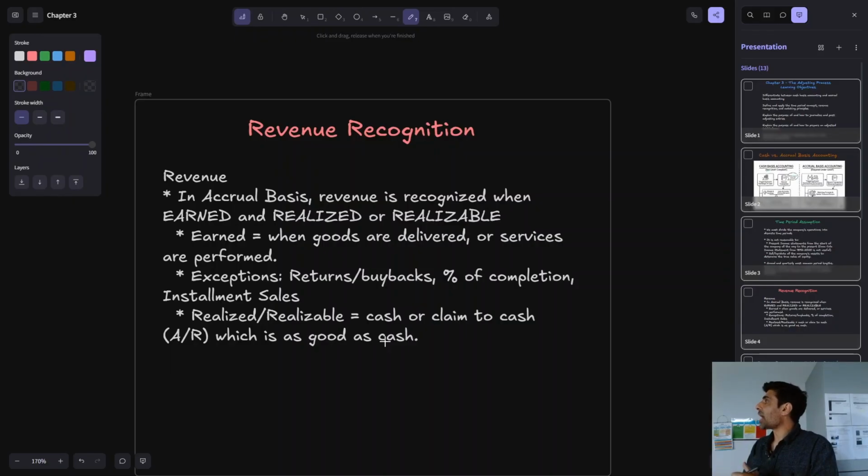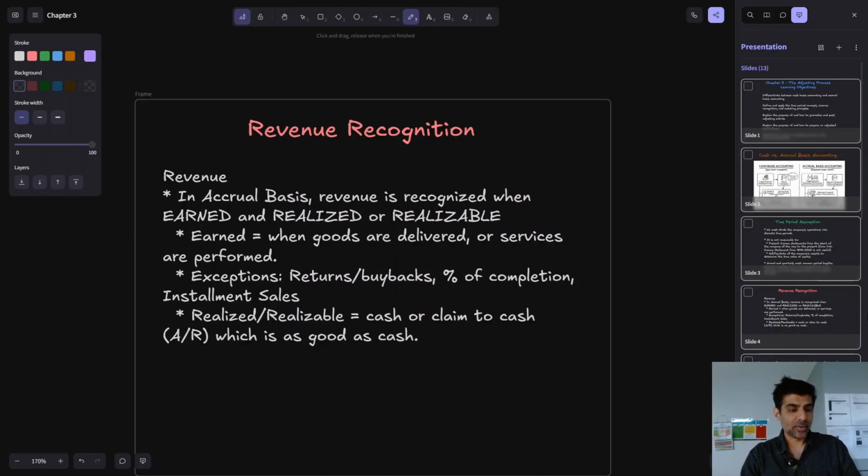value that you're receiving is realized, meaning you get the cash right away, or it's in a form that's realizable. So accounts receivable, as long as it's not a sham or a very risky customer, you're going to assume it's realizable, that the person you're extending the credit to is going to pay you. Okay, so there are some exceptions to this.